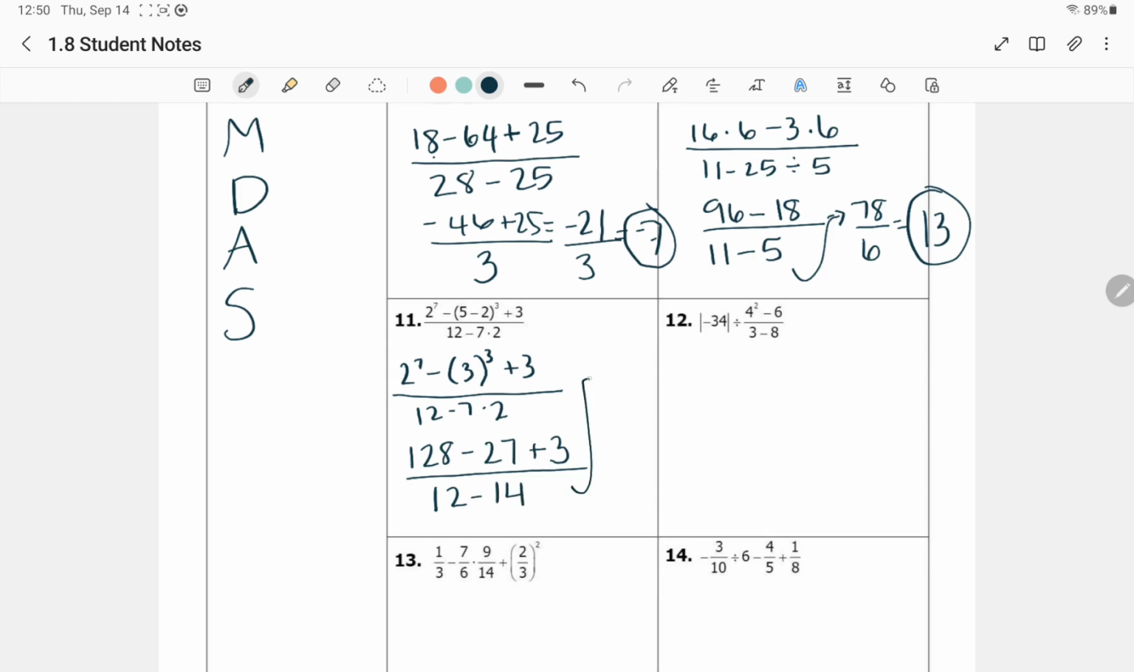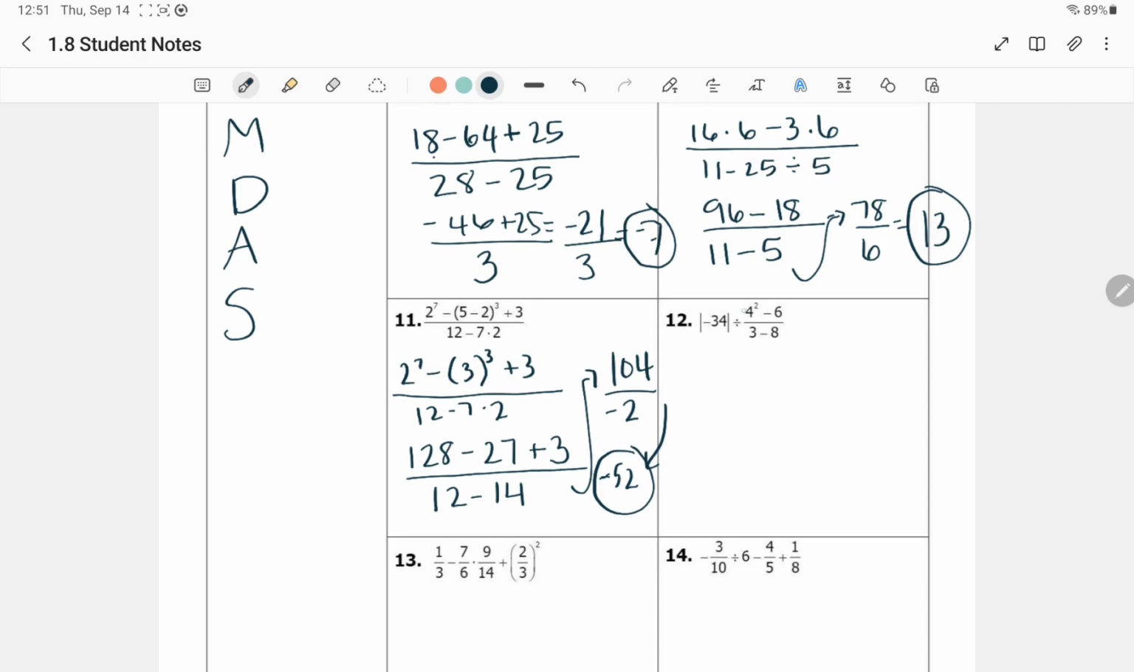All right, I'm going to rewrite and start writing smaller. Okay, so now we just have left to right because there's only adding and subtracting left. So 128 minus 27 is 101. 101 plus 3 is 104. Divided by 12 minus 14 is minus 2. And then 2 can go into 104 because it's even 52 times. Negative 52 times.